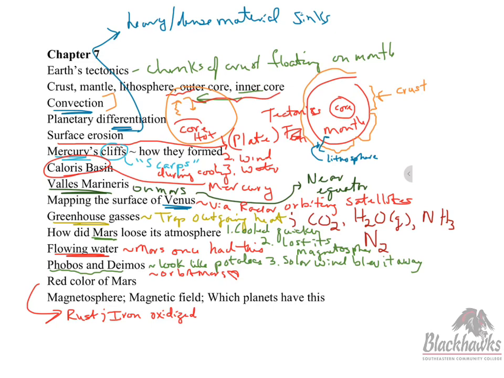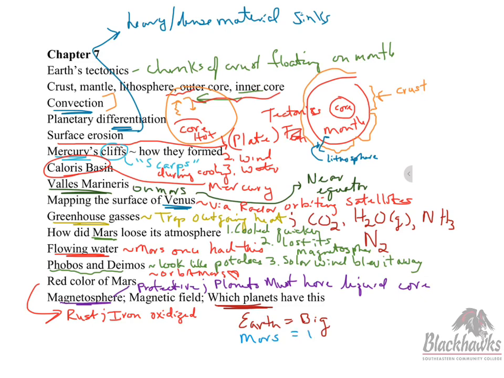And one last term, magnetosphere or magnetic field. Okay, I put it's protective, and planets must have a liquid core. And then as far as which planets have a magnetic field, I put Earth has a big magnetic field, and Mars has a wimpy magnetic field. And then someone during review tonight asked how the terms magnetic field and magnetosphere are related, and in yellow I said they were the same thing.